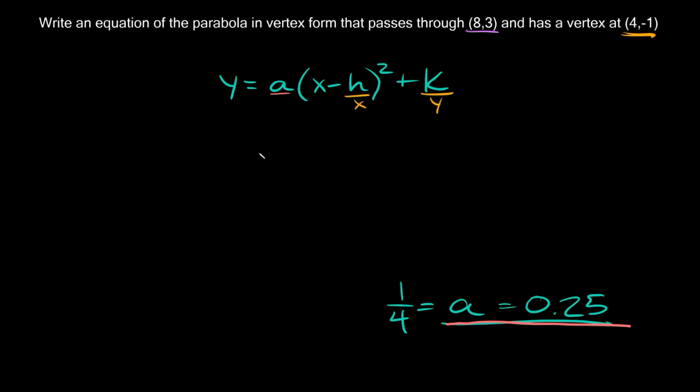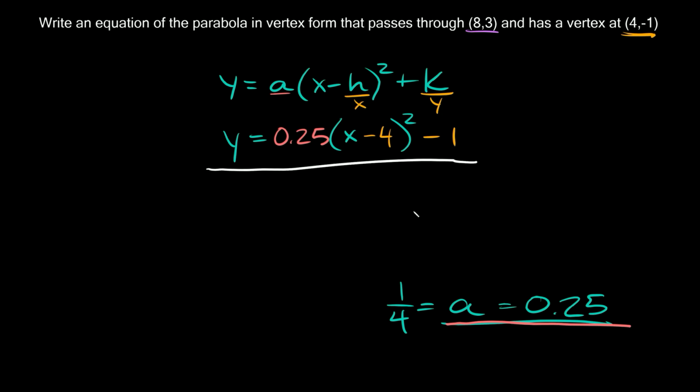Okay, so then we're going to get that y is equal to 0.25 times x, and then our x coordinate again is a positive 4, so we're going to plug it in as a -4, right? So -4 like that, squared, and then our y again is just -1. Okay, and then that's it. So there's the equation of this parabola in vertex form. So y = 0.25(x - 4)^2 - 1.